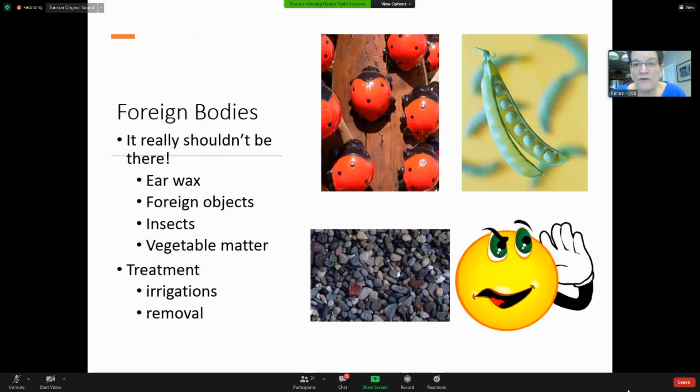So any of you that have had kids know that sometimes foreign bodies end up in ears and noses where they really shouldn't be. Earwax, probably one of the most common causes of decreased hearing in our elderly population. Foreign objects like gravel or peas or insects.